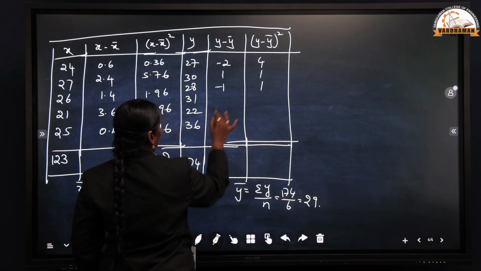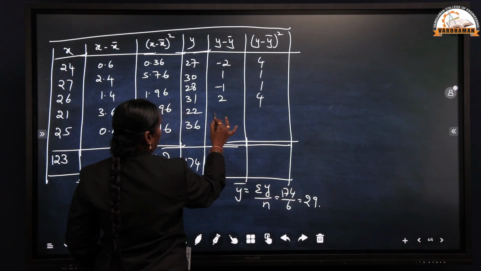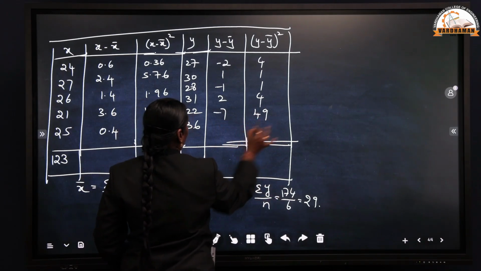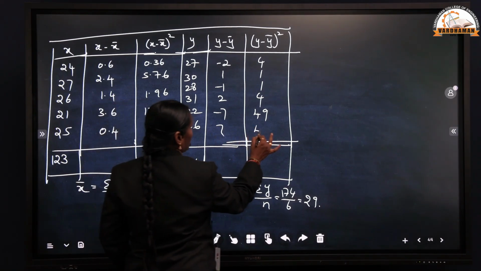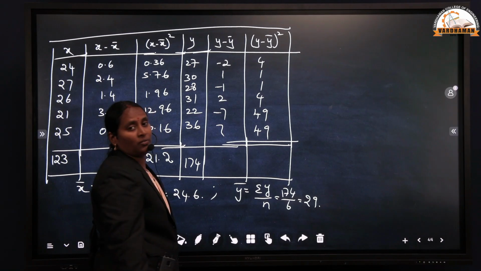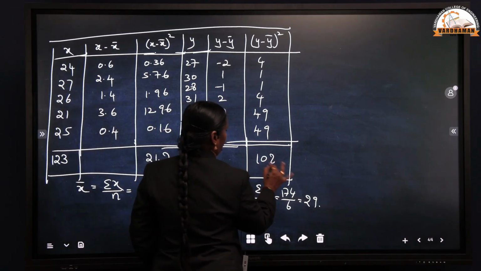31 minus 29 is 2, and 2 square is 4. 22 minus 29 is minus 7, and square is 49. 36 minus 29 is 7, and 7 square is 49. Now we are finding the summation of yi minus y bar whole square, which is 108.